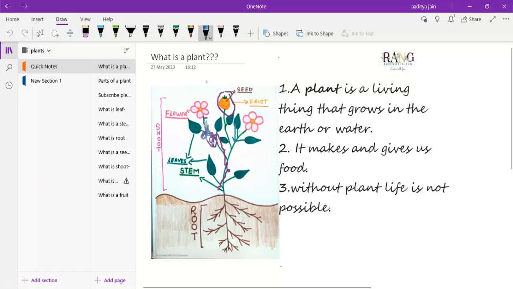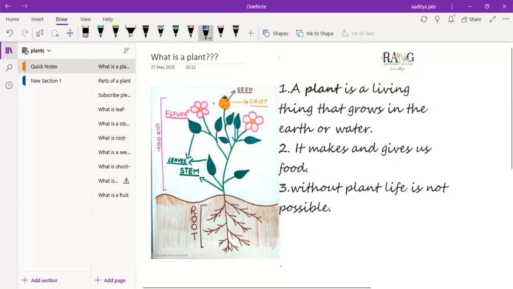And next point, what is a leaf? So, the leaf is the kitchen of the plant. Stem joins all the parts of the plant. Next, the root. Root gives the plant water and keeps it stable. Seed is the future of the plant, the future generation. It is the part that germinates into a new plant.